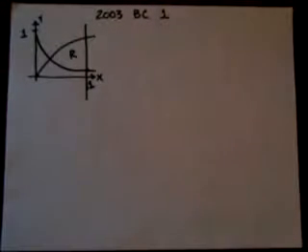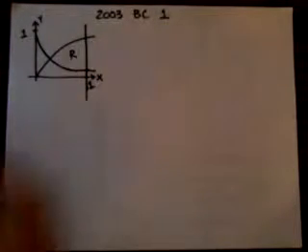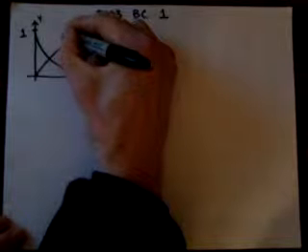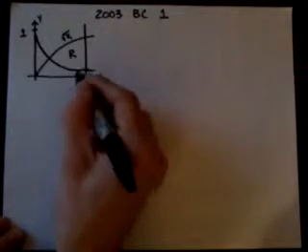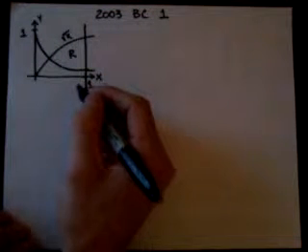Okay, this is 2003 BC, question number 1. It's an area and volume question. The first part of the problem asks you to find the area of region R. One thing that's important is the top equation here is the square root of x, and the bottom equation here is e to the negative 3x.